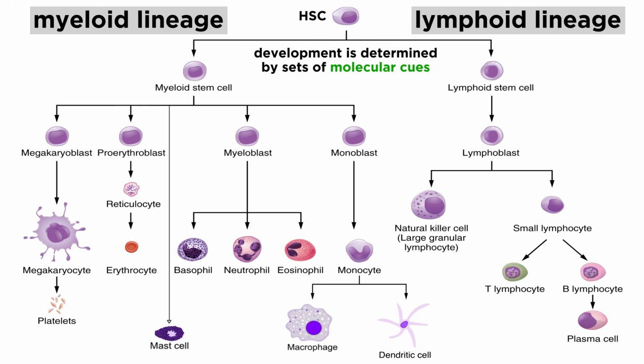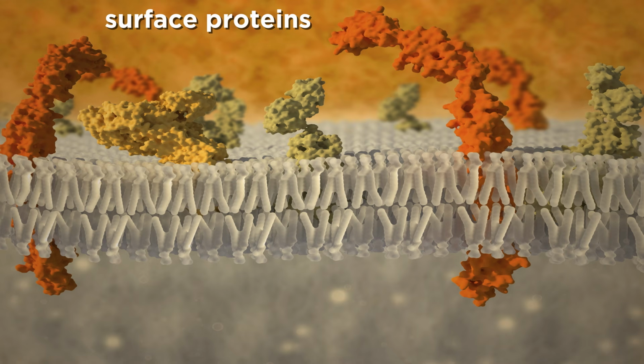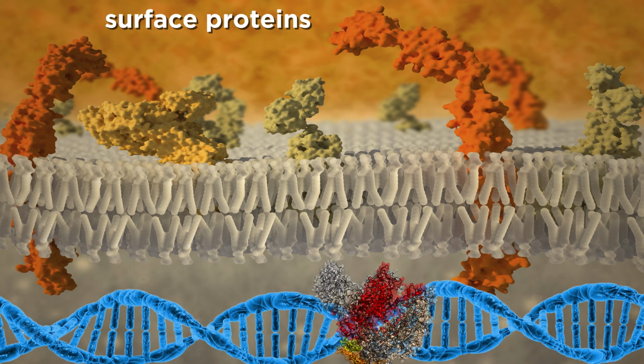Hematopoietic stem cells develop through these lineages into fully developed immune cells by following specific sets of molecular cues in the bone marrow. Historically, many of these cells were characterized based on how they appeared under a microscope. However, we now have molecular tools to define cells based on the proteins they express on their surfaces, and thus based on which genes are turned on inside the cell.